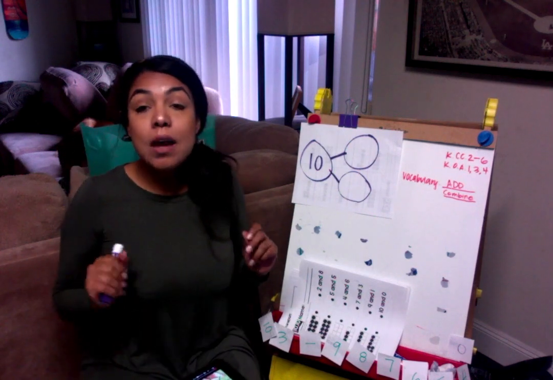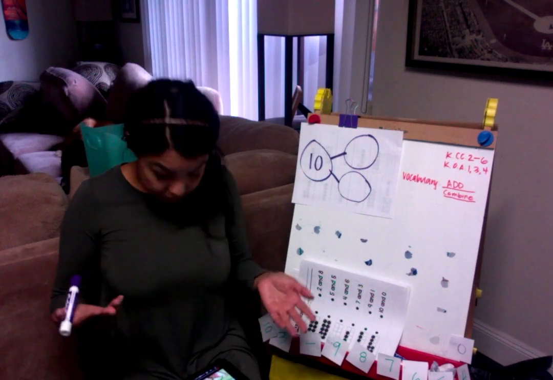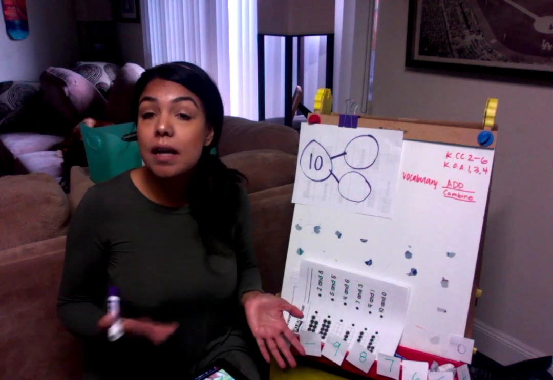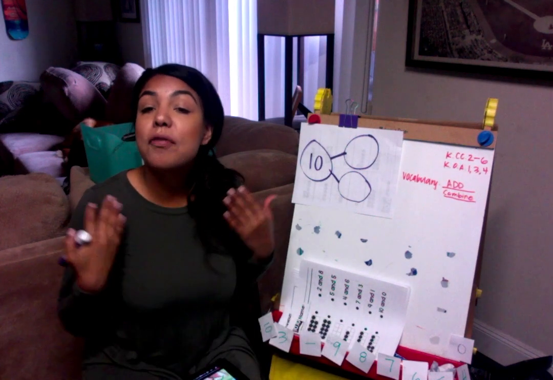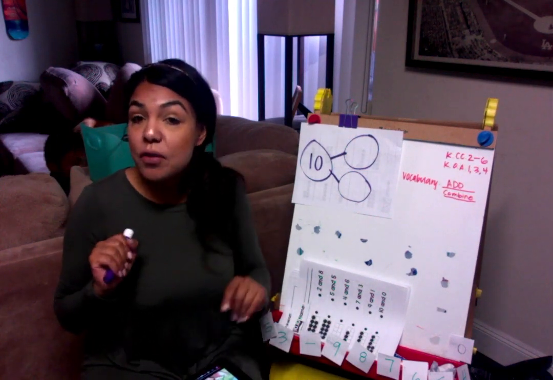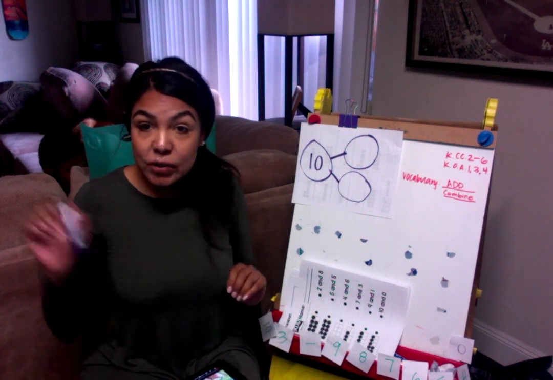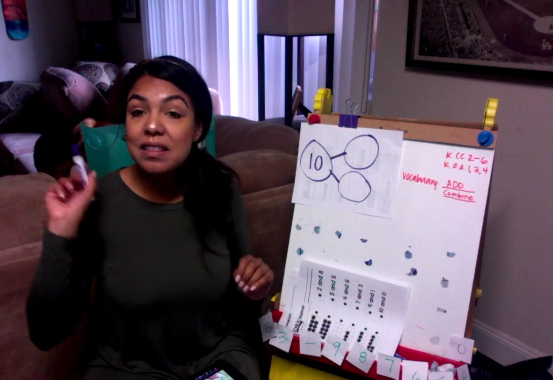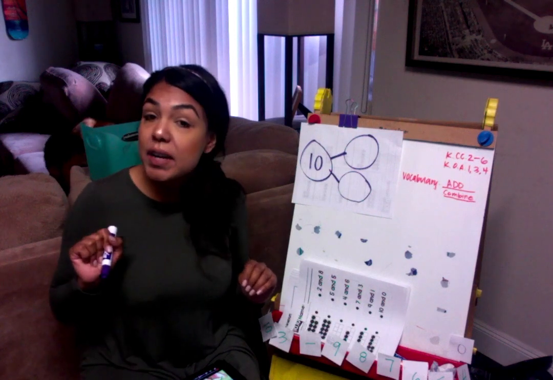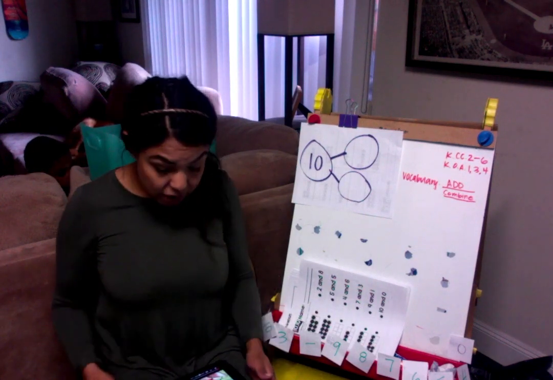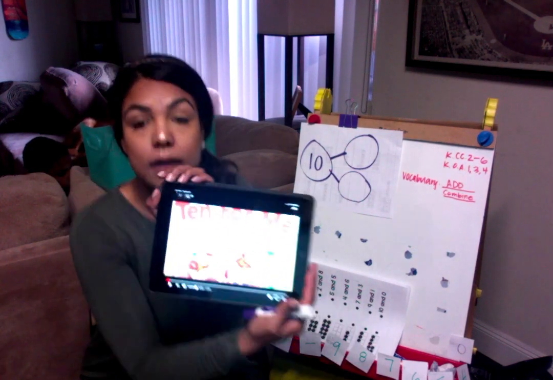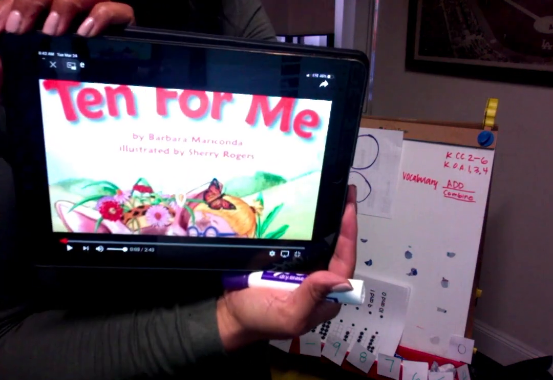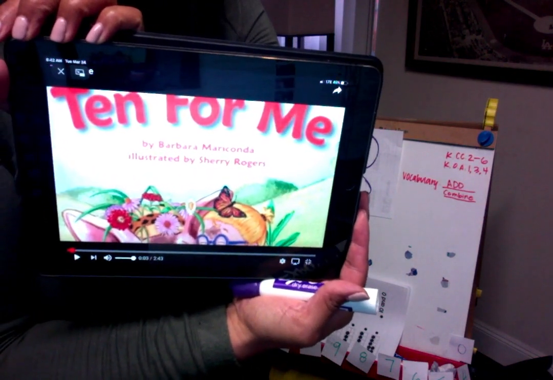Okay, here we go. We're going to read a book. It's called 10 for Me. And this book is by Barbara Barbour Americonda. So the author writes the book. The illustrator draws the pictures that complete the book. The illustrator is Sherry Rogers. And the book is called 10 for Me. So if we look here, we know that the book is probably about good butterflies.